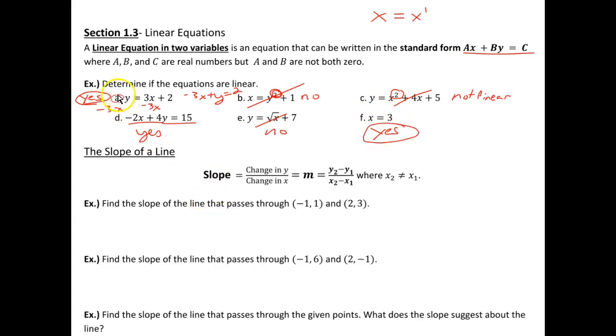So it looked like A and D and F were linear. Good luck.